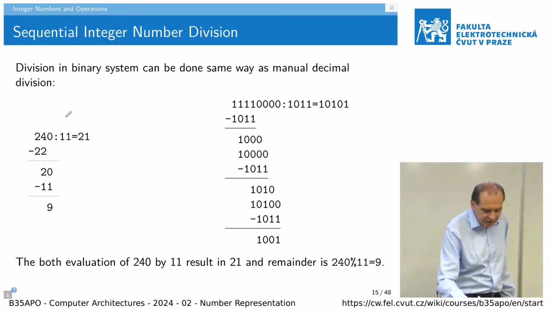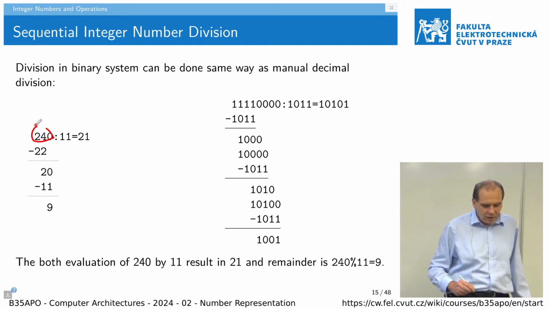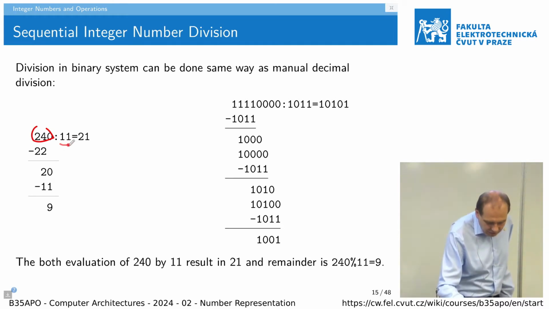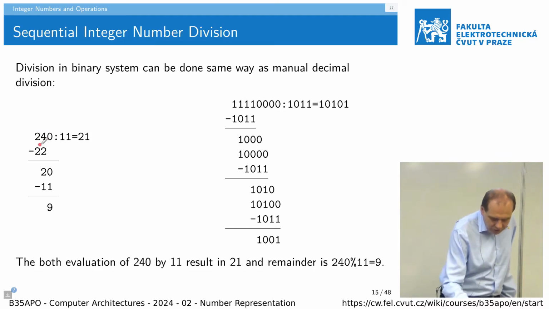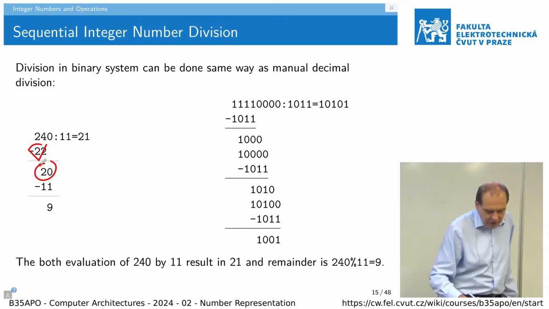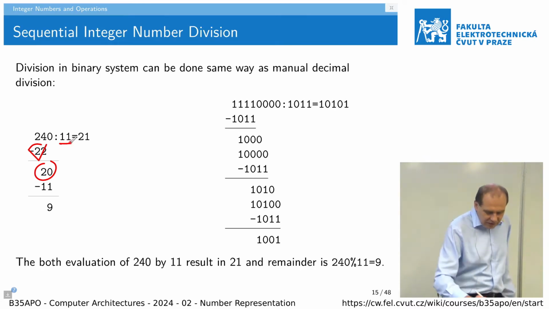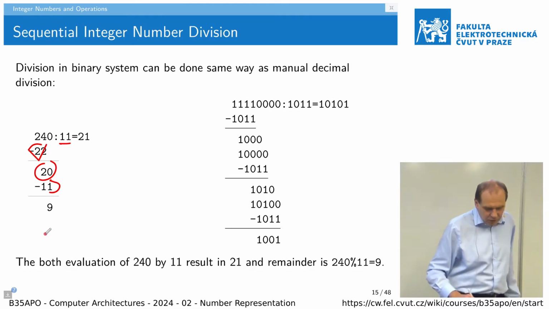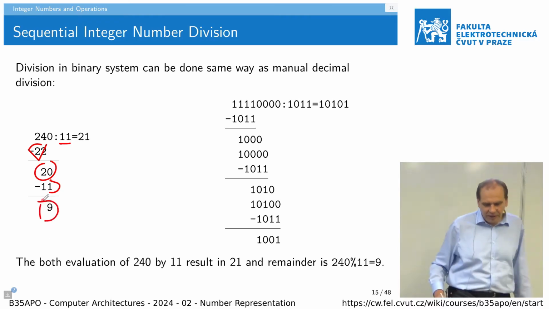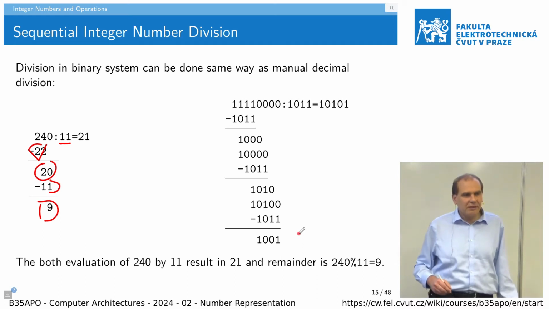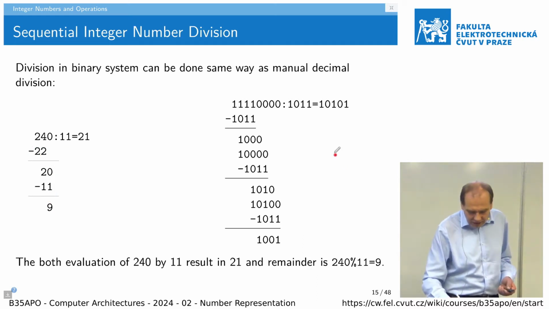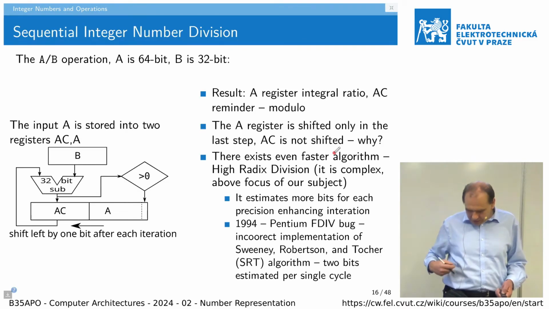So you see, in this case, I want to divide 240 by 11. We find that 11 fits 2 times into 24. We subtract 24, get the result, the remainder, and try to divide it again by 11. We see that it fits only 1 time, and so on. And then there is a remainder. And it works exactly the same way in the binary case.